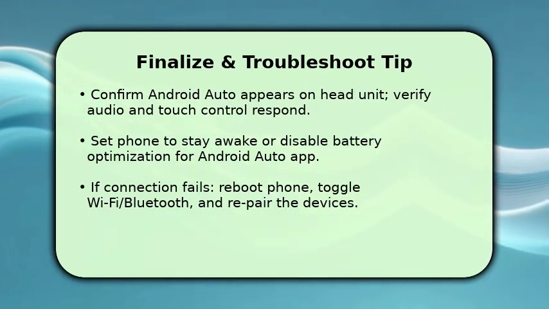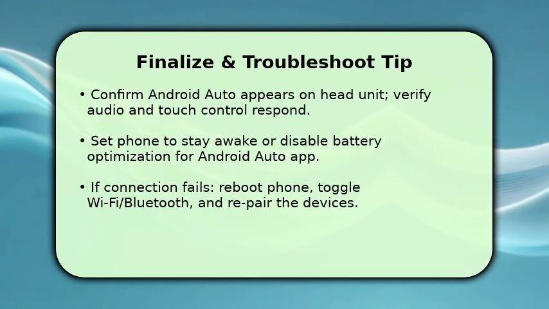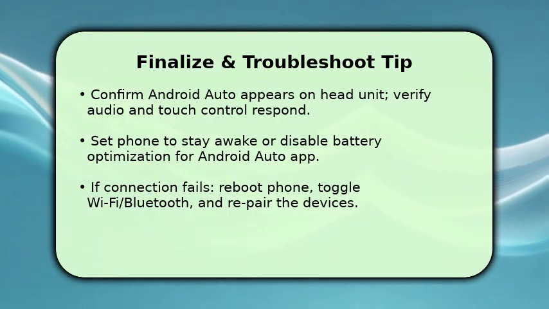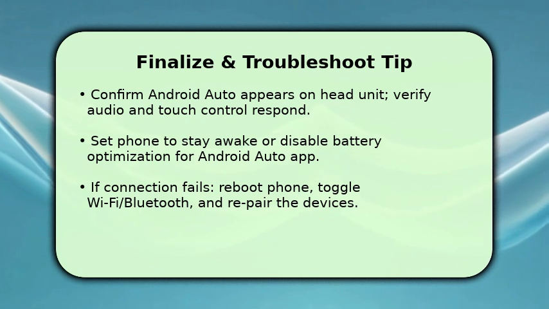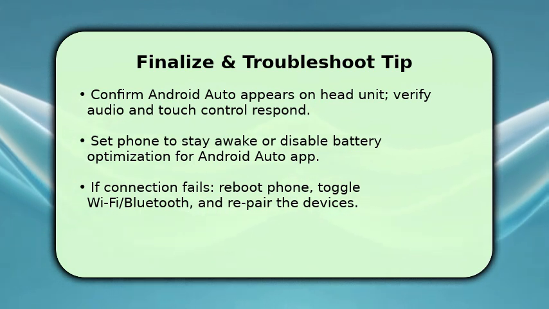If you hit a problem, reboot the phone, toggle Bluetooth and Wi-Fi, then remove and repair the car entry in Android Auto. This clears cached credentials and resolves most handshake or hotspot conflicts quickly.